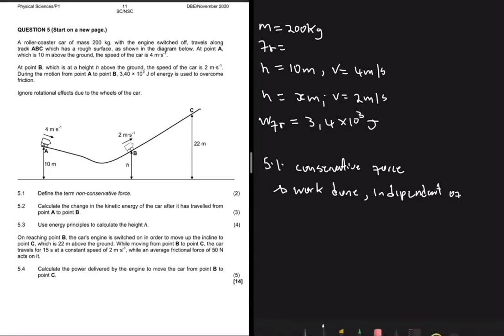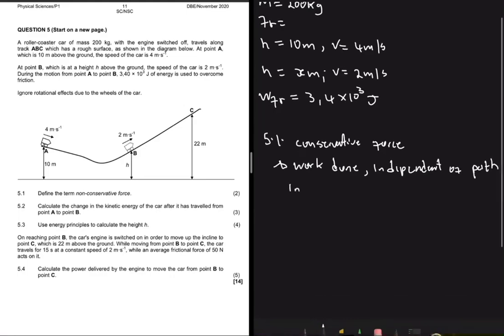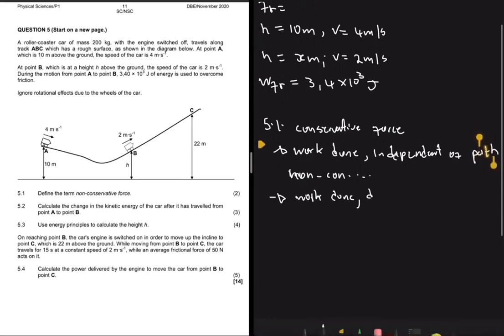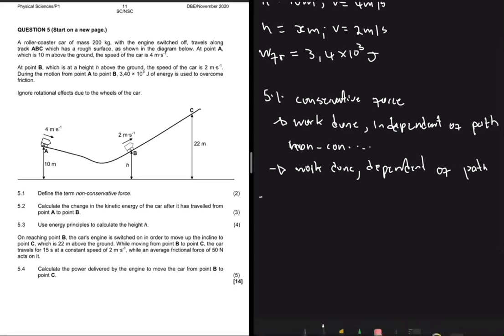Independent of path. And as you have guessed, for a non-conservative force, the work done is dependent on path. Let me just write that down. There we have it. So the question says non-conservative force. So you would write that the work done by a non-conservative force is dependent on path, forces like friction.